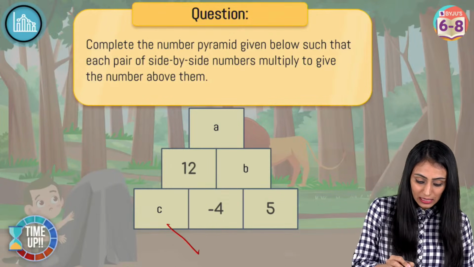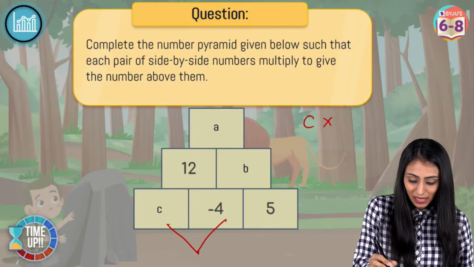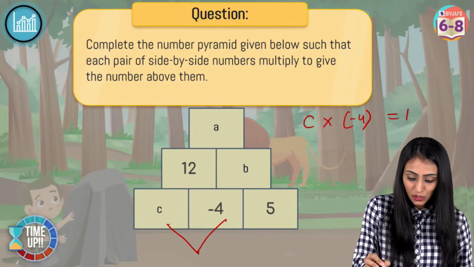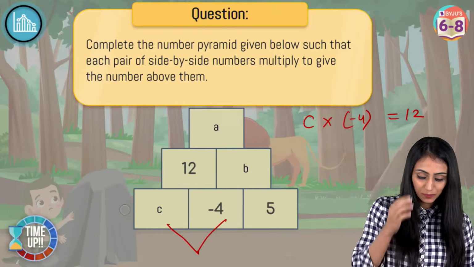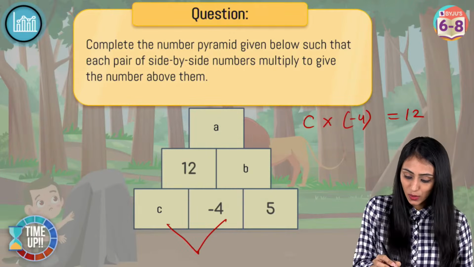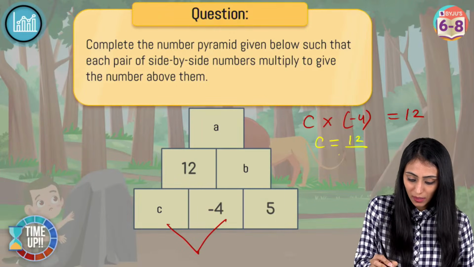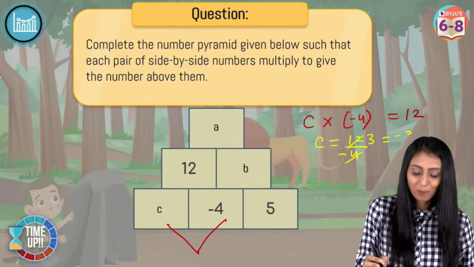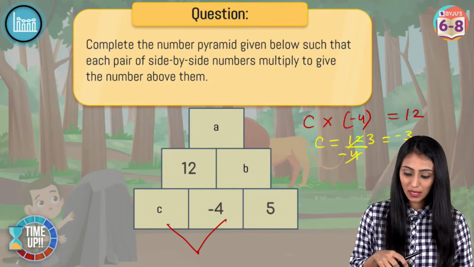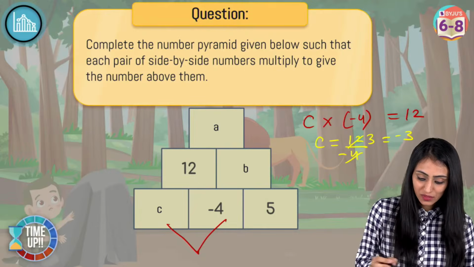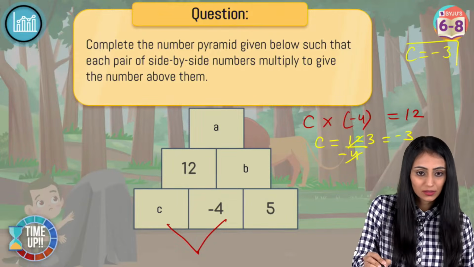When we multiply side by side numbers, that's going to give us 12. So in this case, 12 by minus 4, you will get what? You get minus 3, right? This is going to be minus 3 in this case. So value of C is minus 3, I'm writing here.